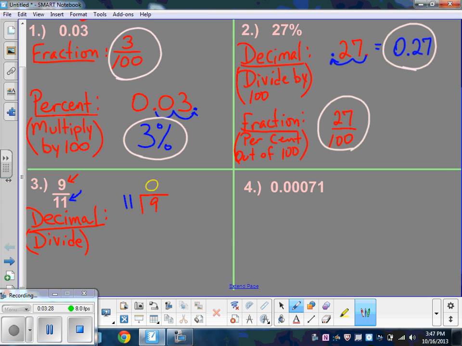11 doesn't go into 9, so we add decimal points and our 0, and continue the problem out. This is going to go in 8 times, leaving us with the remainder of 2. We continue, 11 goes into 20 once, leaving us with the remainder of 9. If we throw another 0 on there, we have ourselves a pattern that will repeat itself. Thus, as a decimal, 9/11ths is equal to 0.81 repeating.